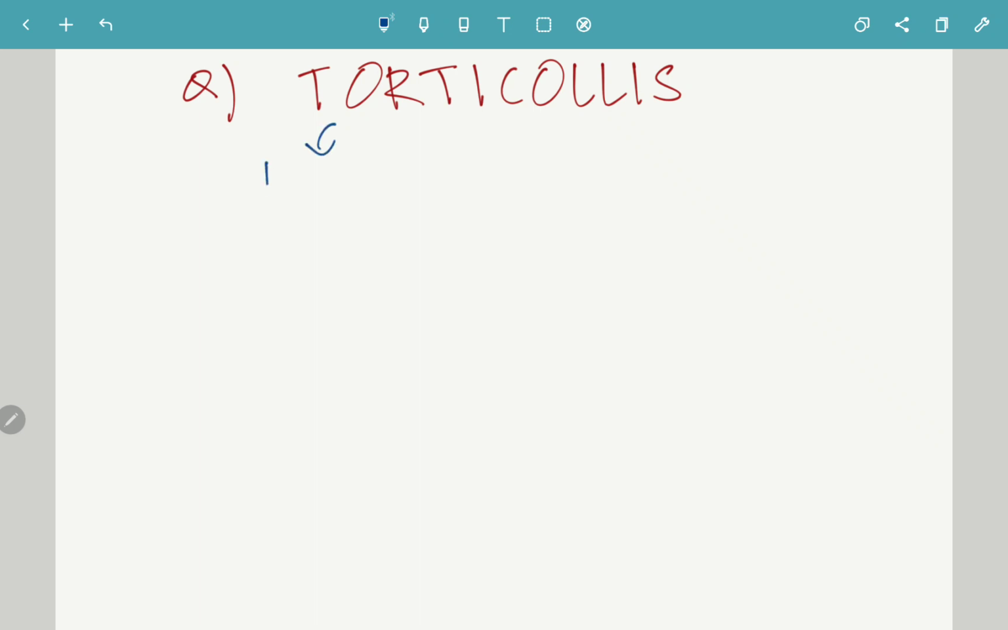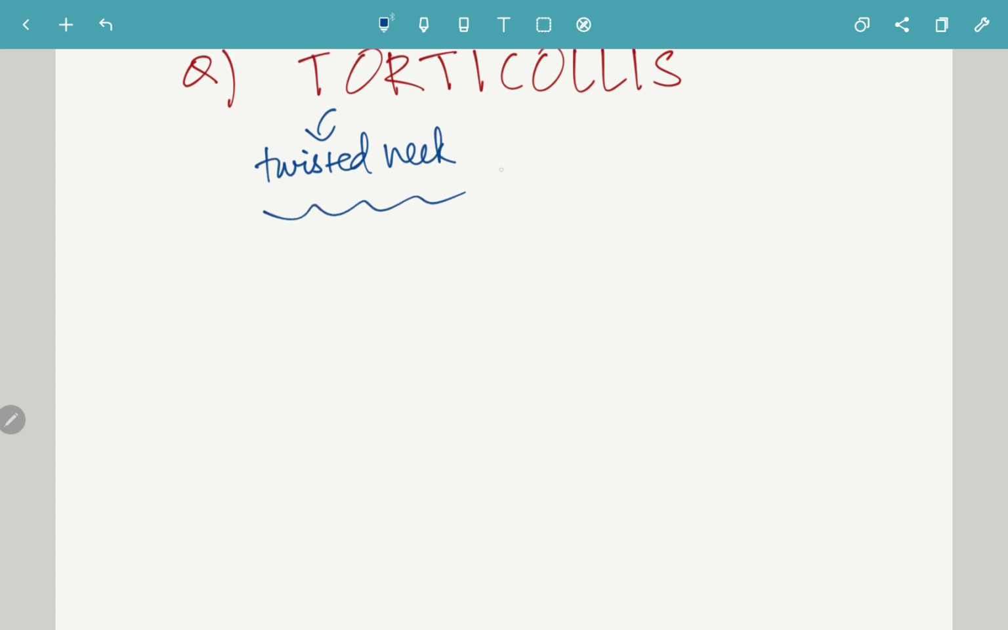So, now we are going to look at a very important topic, a very important question in orthopedics also, which is torticollis. So, first, what is torticollis? Torticollis is often referred to as twisted neck. It is a twisting of the neck, and it is often a symptom of cervical spine injury.